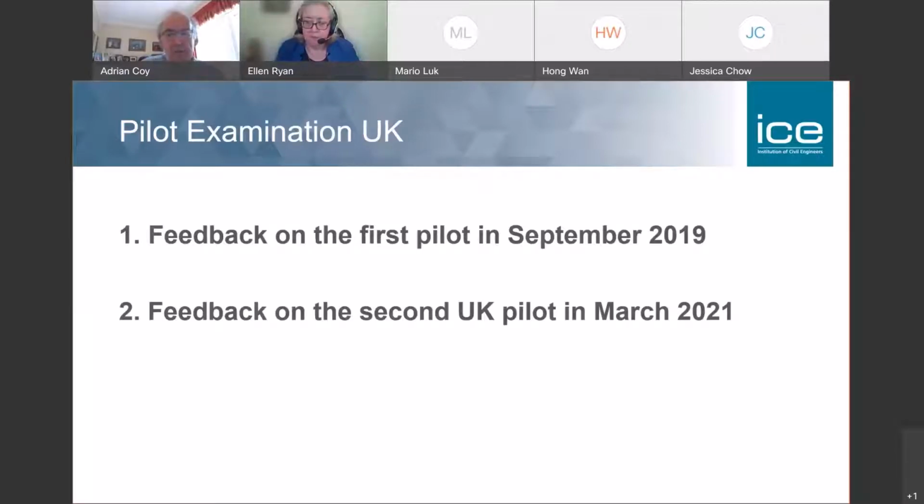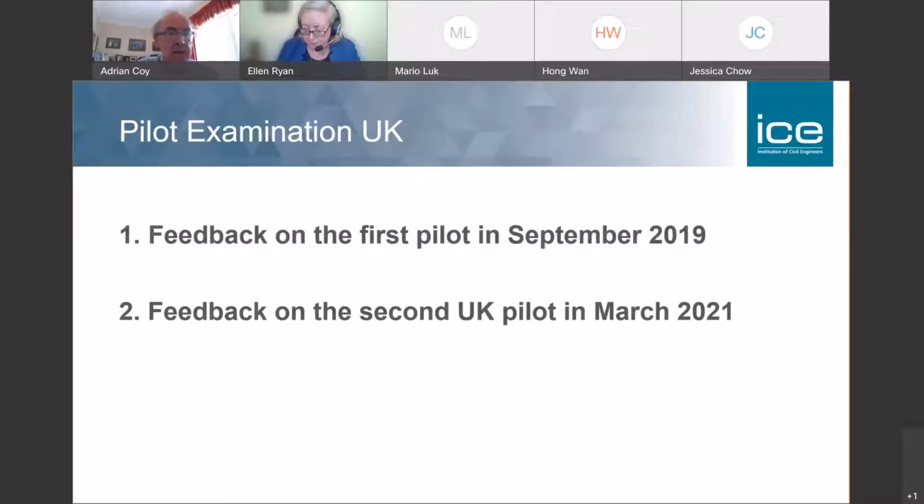We will continue to run the exam in the UK. The UK candidates with a bachelor's degree are coming forward to sit the exam as an alternative to the assessment route. And so it will be both Hong Kong applicants and UK applicants who sit the exam going forward. And the next test is to run this pilot in Hong Kong.